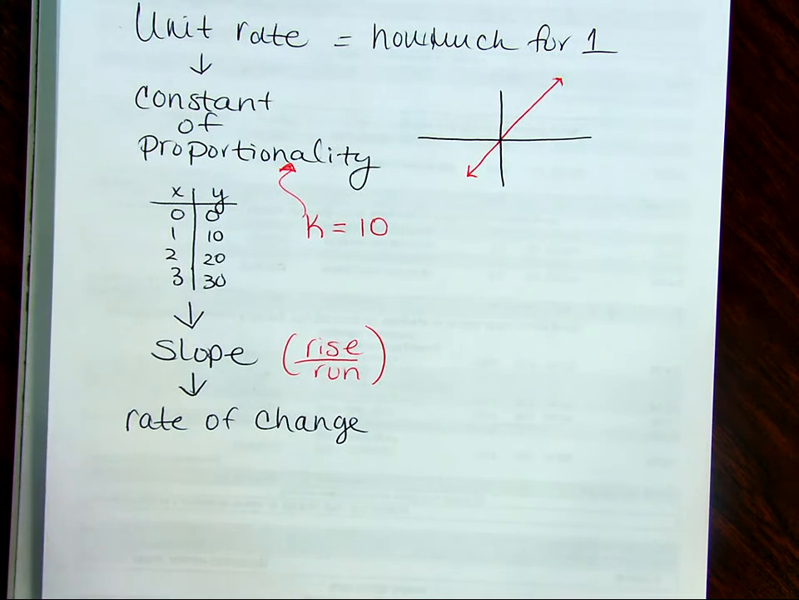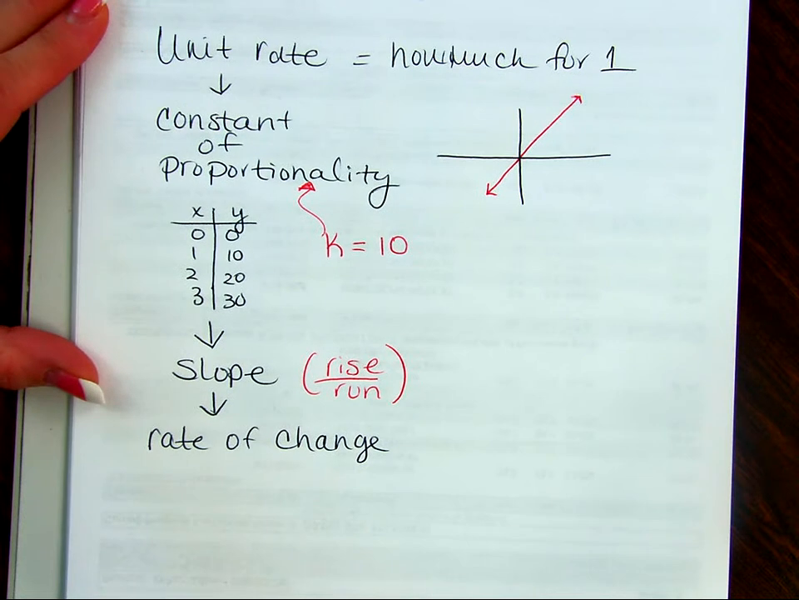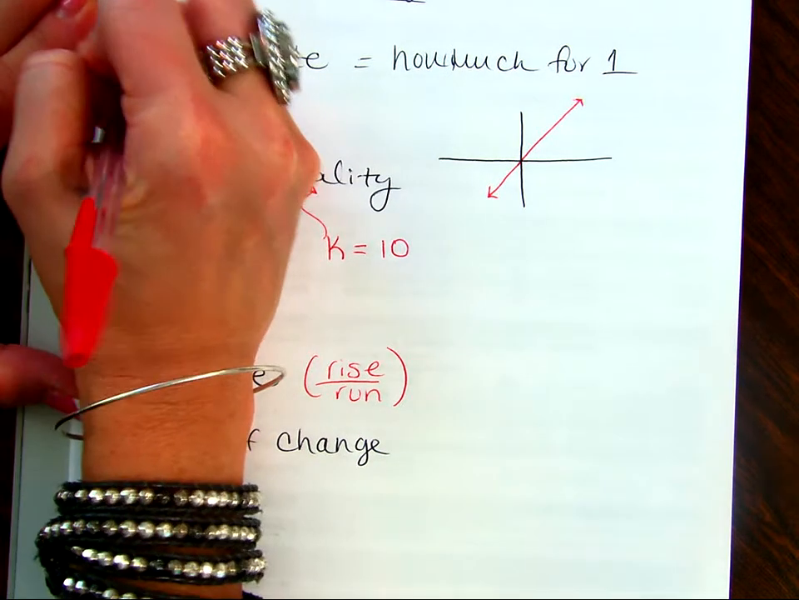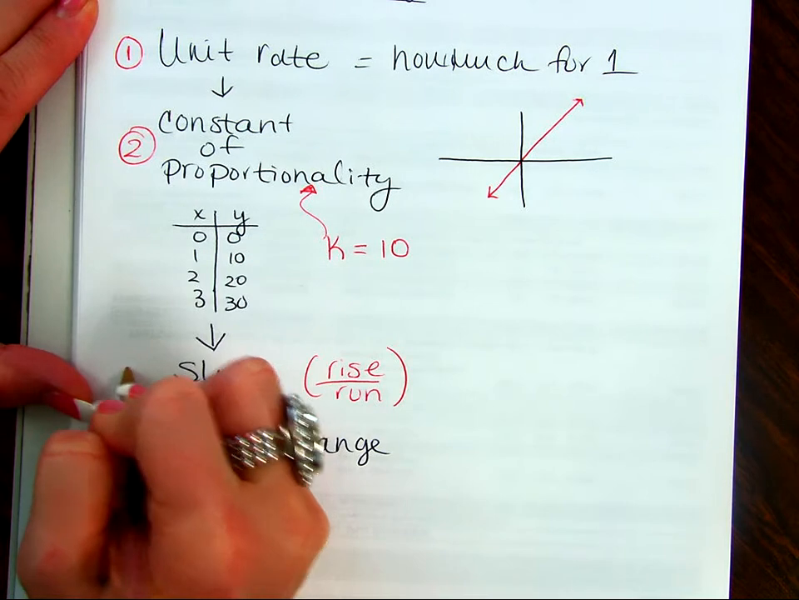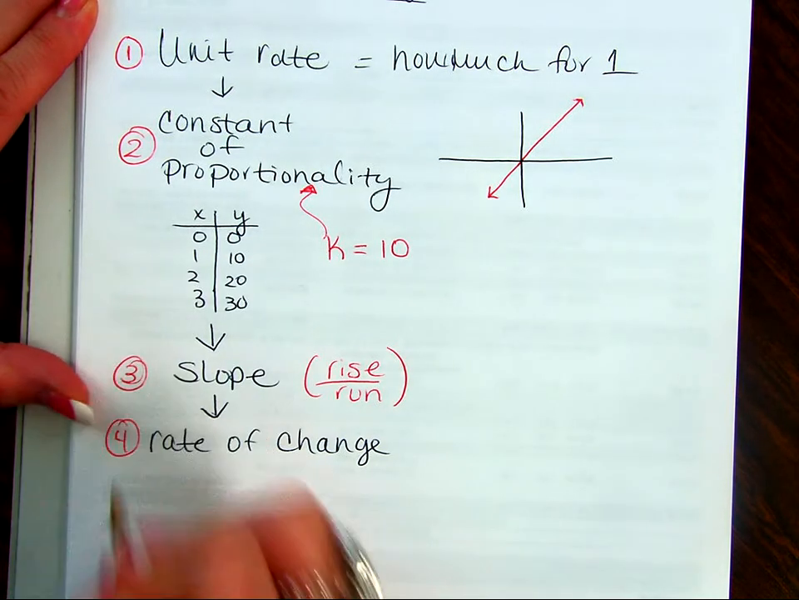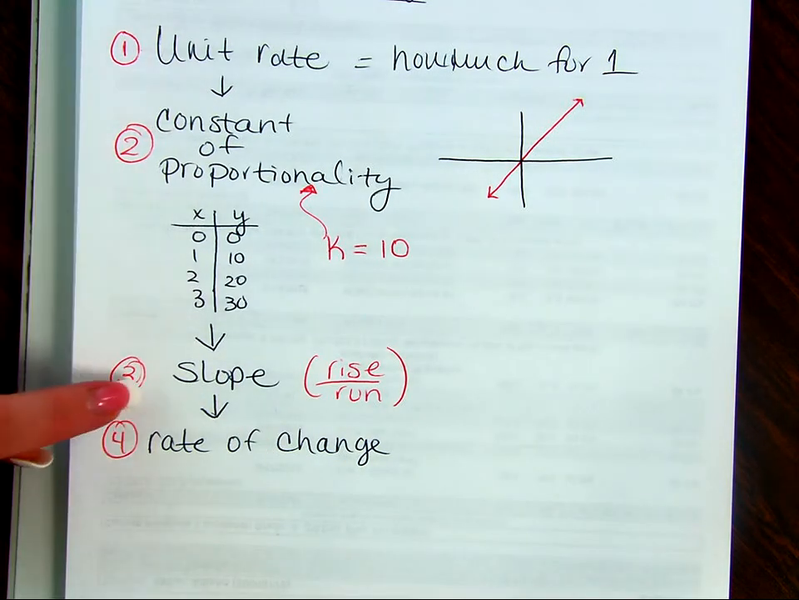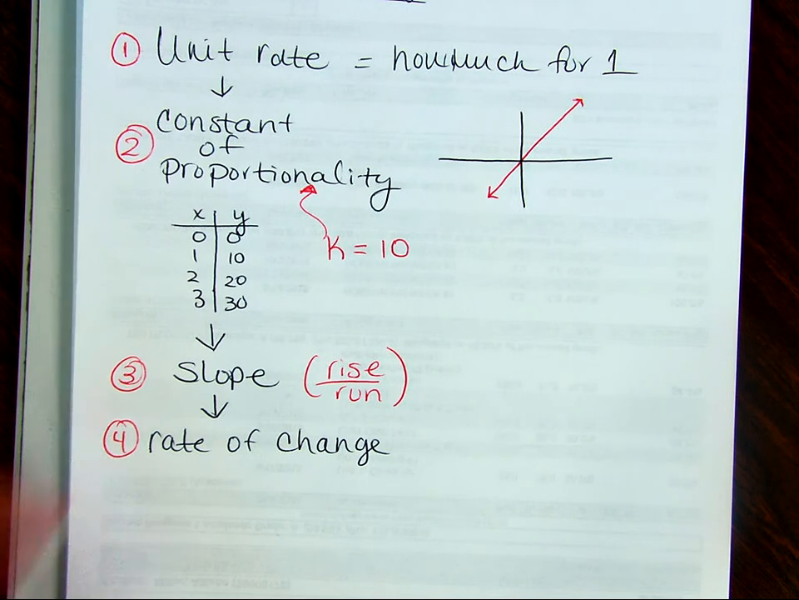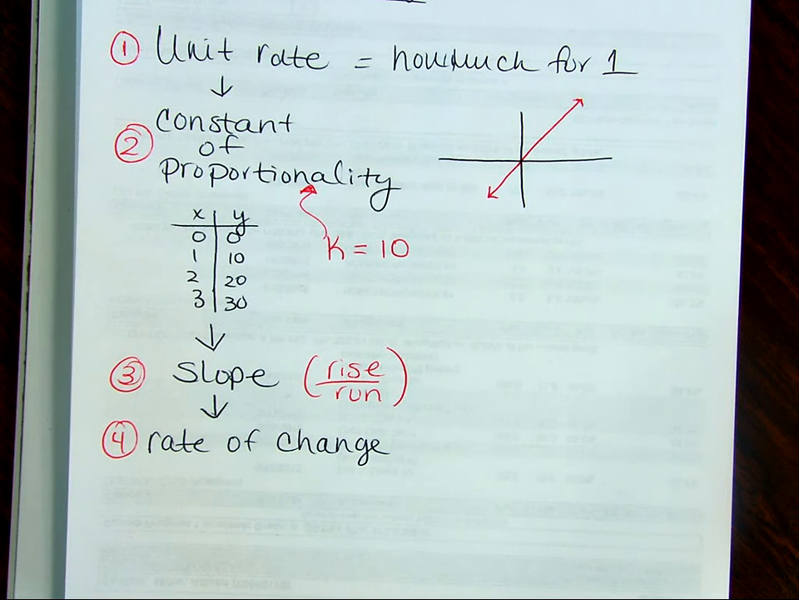So basically what I just showed you is there are 4 different ways to say the exact same concept. All of these things mean how much for one. What is it changing by? So this is the first way, second, slope, and then rate of change. We're going to revisit slope again this year a lot, but we're going to start with rate of change. So all these things just mean unit rate.